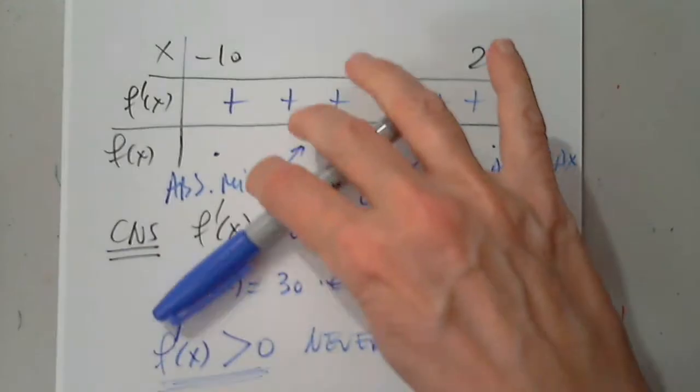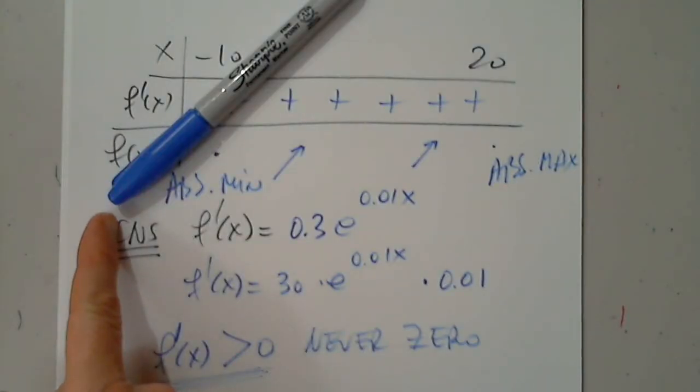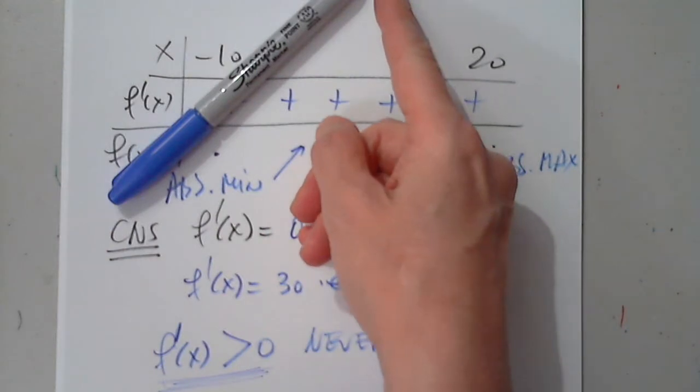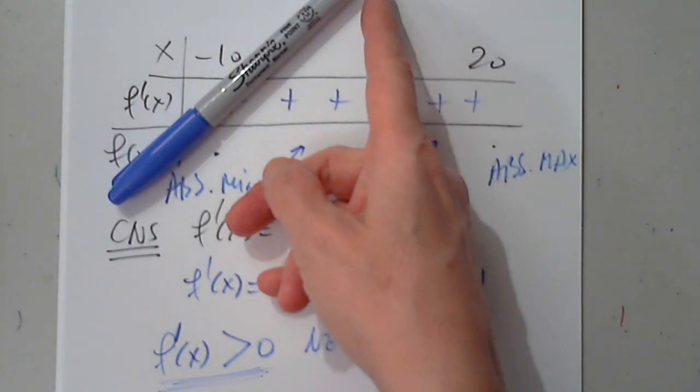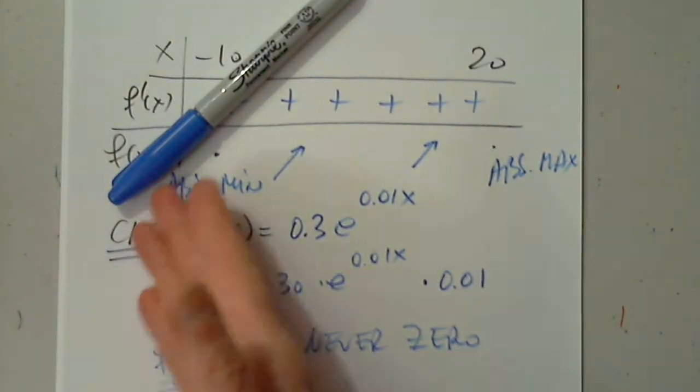Guaranteed. If the function is always increasing, the left end of the interval has to have an absolute min, and the right point of the interval, the endpoint on the right, has to have the absolute max. It's always increasing.